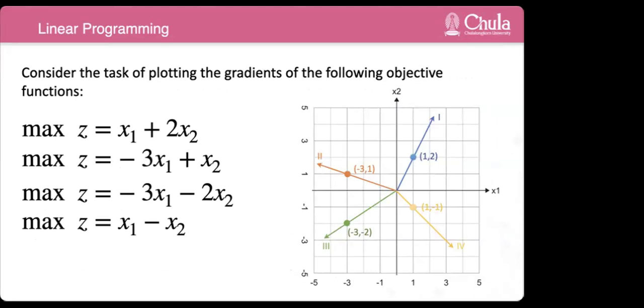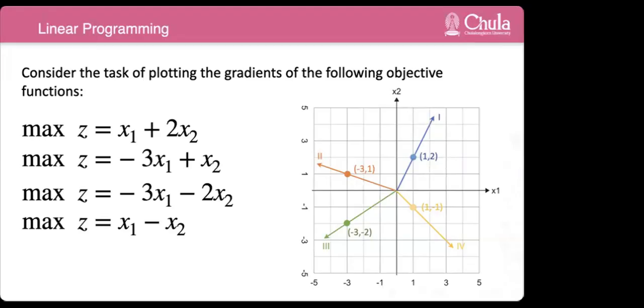Now consider the following objective function. For example, if we want to maximize x1 plus 2x2, the simplest way to find the maximum point is to draw the gradient of this function, x1 plus 2x2. It's 2-dimensional, so it's very easy to find the gradient. The gradient for this one is this direction.